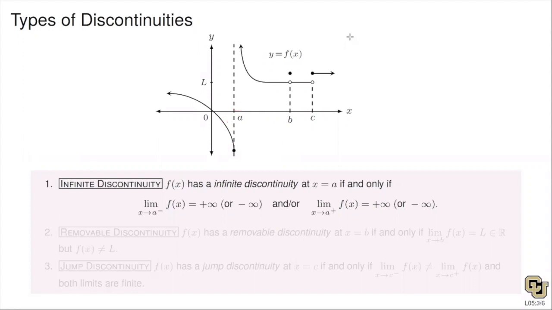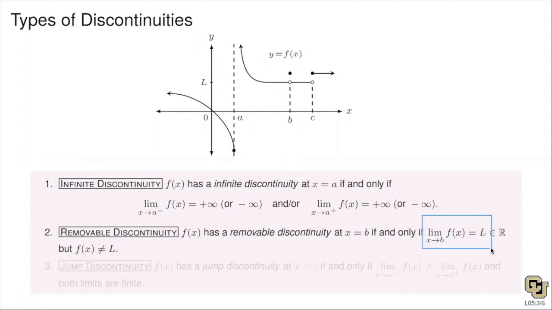So the other type of discontinuity is known as a removable discontinuity. In a removable discontinuity, the limit exists, but the function does not equal the limit. So right here is our removable discontinuity, where you can see the limits from the left and the right exist, they're going to the same number, but the function at the point is not the same number.